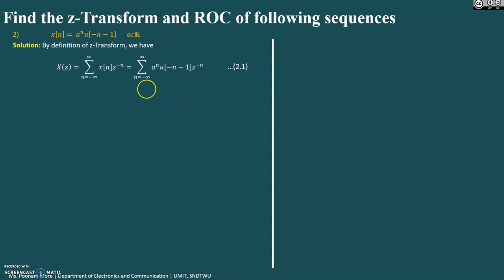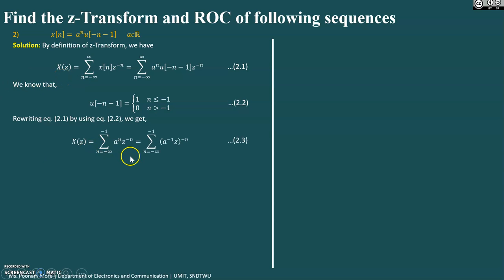Now here u of minus n minus 1 is nothing but your left-sided sequence, which will exist from minus infinity to minus 1. So its value will be 1 when n is from minus infinity to minus 1, and it will be equal to 0 when n is greater than minus 1. So by considering this definition, we can express x of z as a summation of a raised to n z raised to minus n, where n will take the values from minus infinity to minus 1.